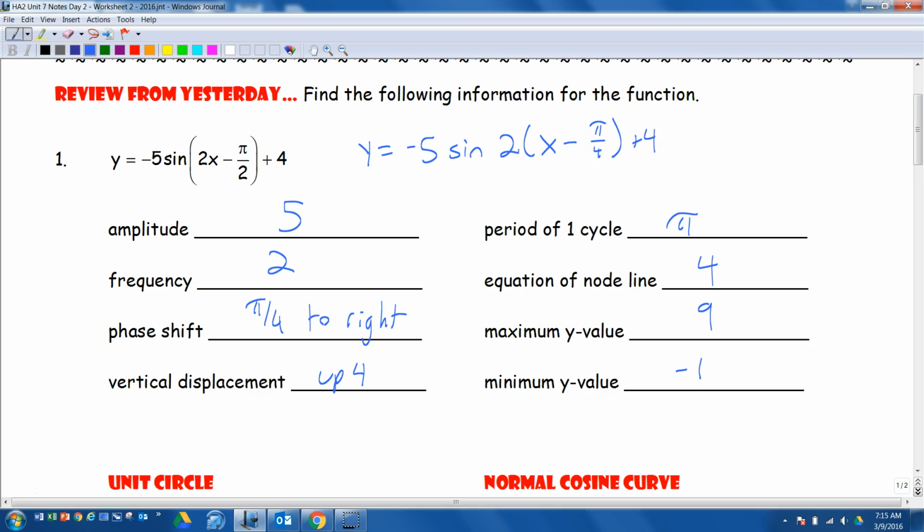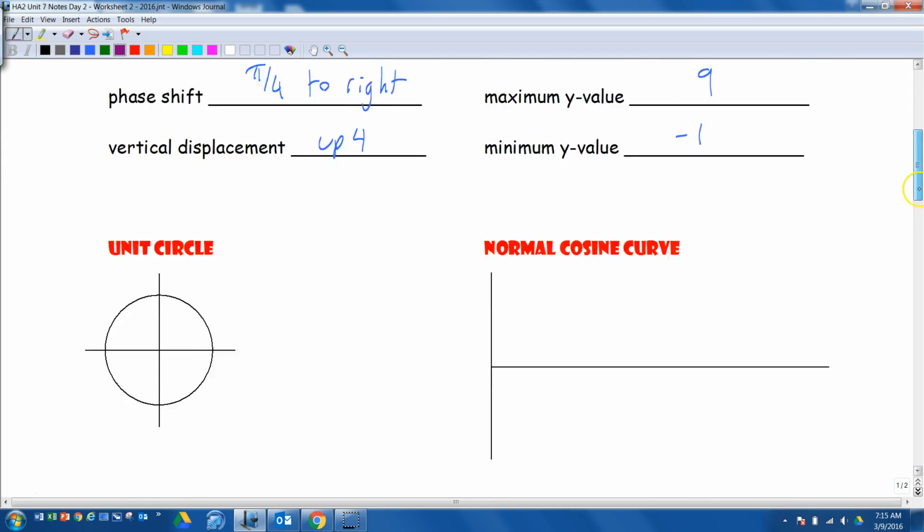The only thing you have to remember is that before you can talk about the phase shift, you have to factor out the frequency, which changes the phase shift to pi over 4 to the right. And remember, the period of one cycle is just 2 pi over the frequency, or it's 360 over the frequency. Okay, so let's go on to cosine curves.